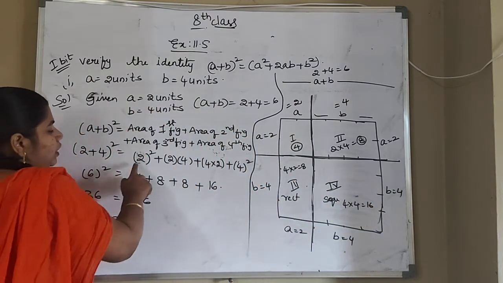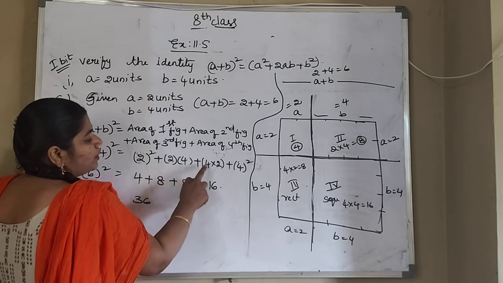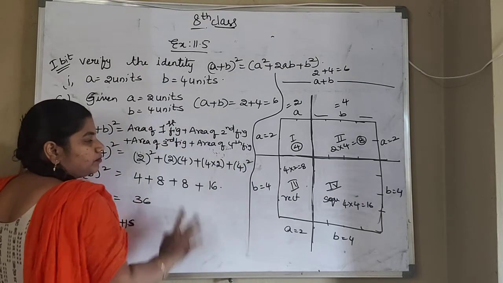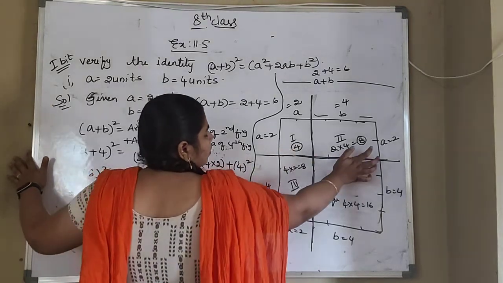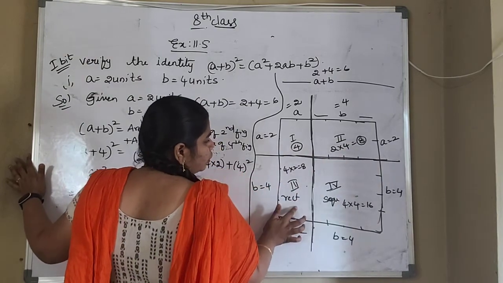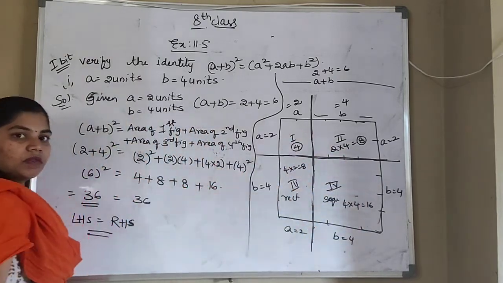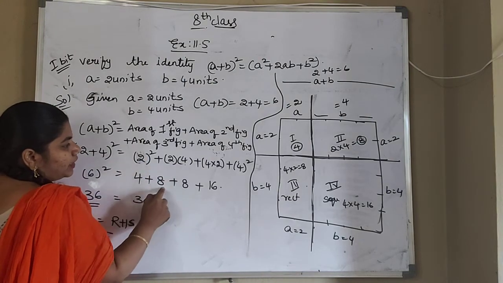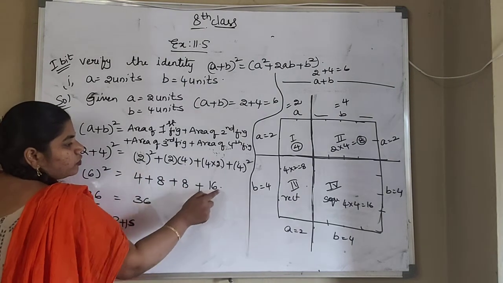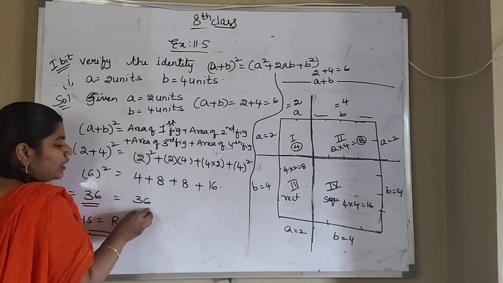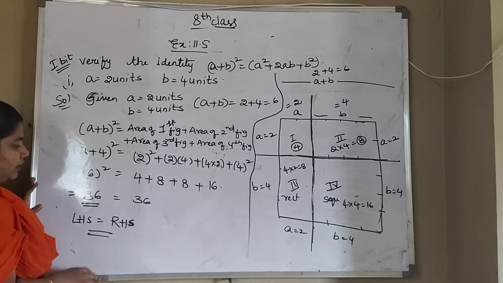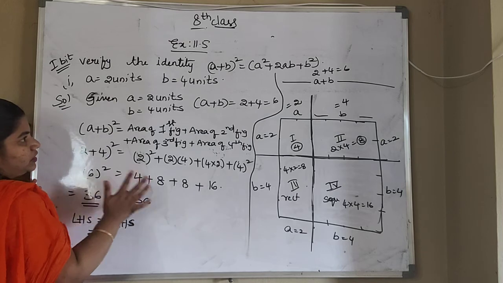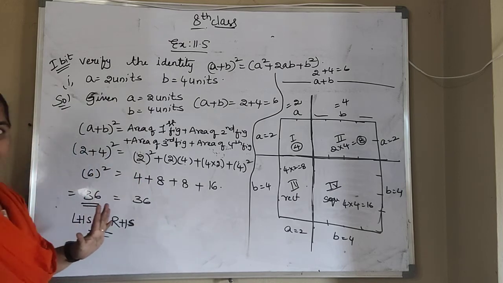Now you add this 2 square plus 2 into 4 plus 4 into 2 plus 4 square. 2 square, 2 into 4, 4 into 2, 4 into 4. Now 2 square is 4 plus 4 2s are 8, 4 2s are 8, 4 4s are 16. Add these all, you will get it as 36. So by seeing this, LHS value and RHS values are equal.